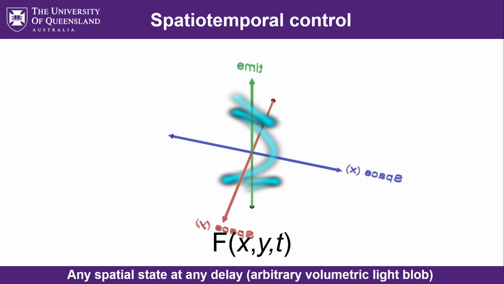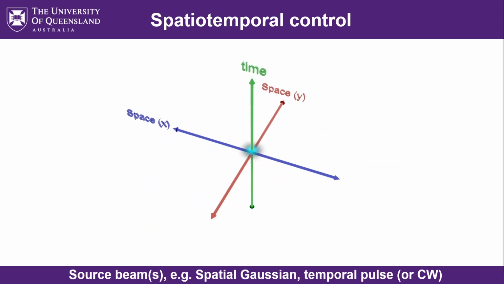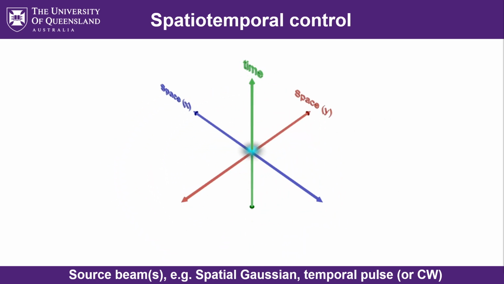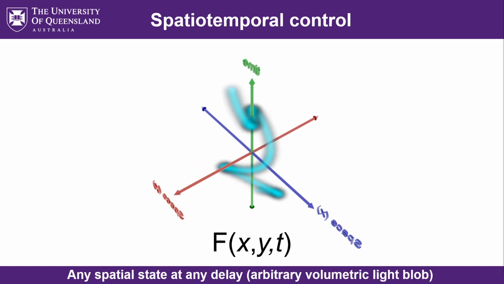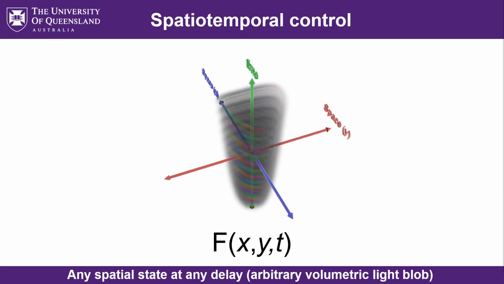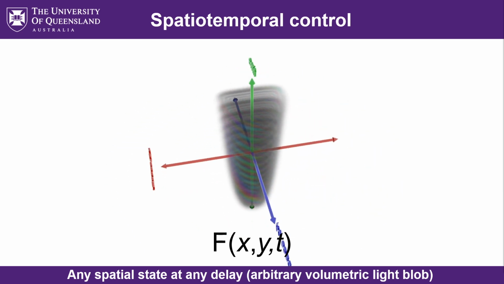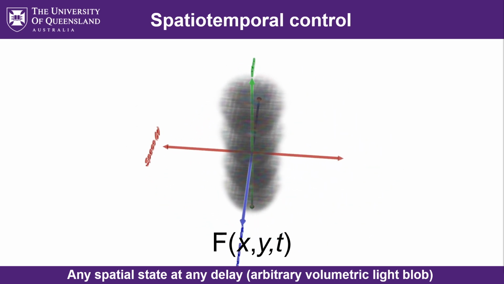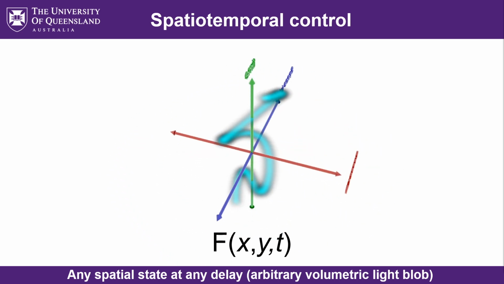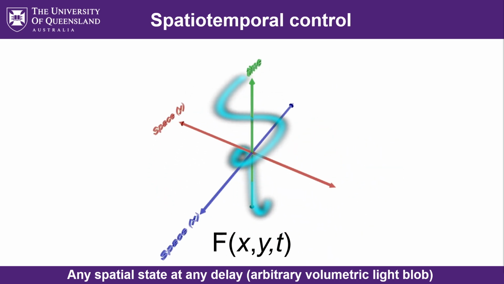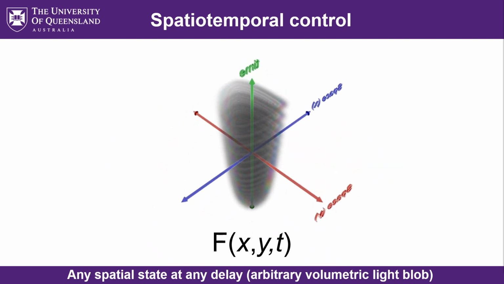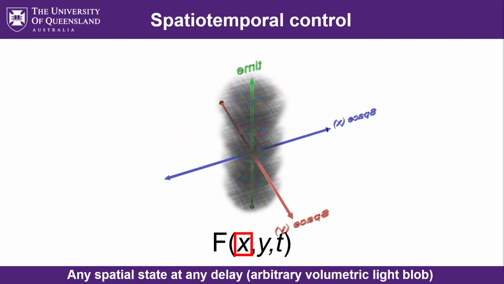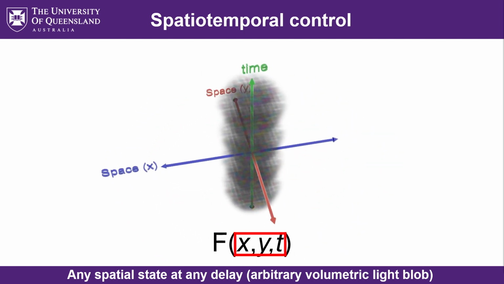Or more recently, it's also become possible to shape arbitrarily along both the spatial and temporal axes at the same time. That is, we take our little spatiotemporal focus from the source, a small spatial spot as a short pulse, and then we shape it into some arbitrary volumetric light blob in all three dimensions at the same time. Now in this output beam, we can have any arbitrary amplitude, phase, polarization at any spatial position at any delay. So we can define the output beam as a function of x, y, and time.